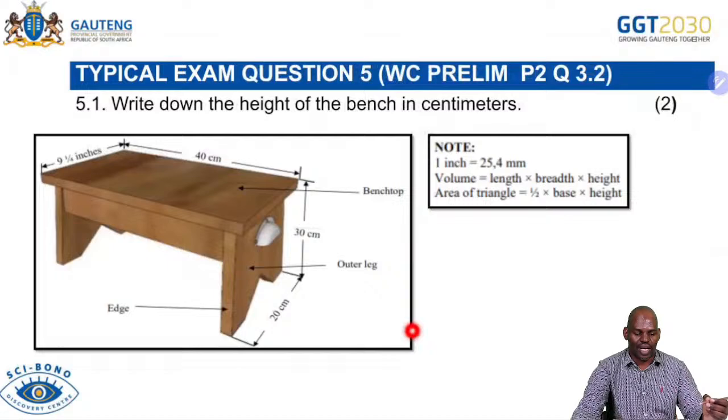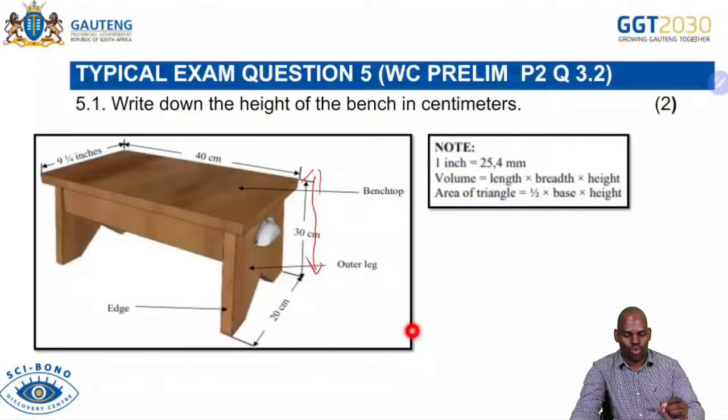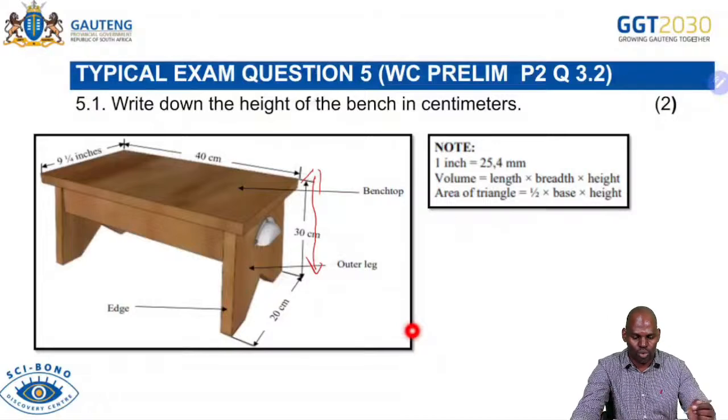The question is: write down the height of the bench in centimeters. So obviously in this you need to identify the height. So the height is 30 centimeters. We need to write down the height of the bench in centimeters. Yes, it's given in centimeters already, so we just write it in centimeters. Just a matter of reading. We don't do any conversion there, because the height is already in centimeters.